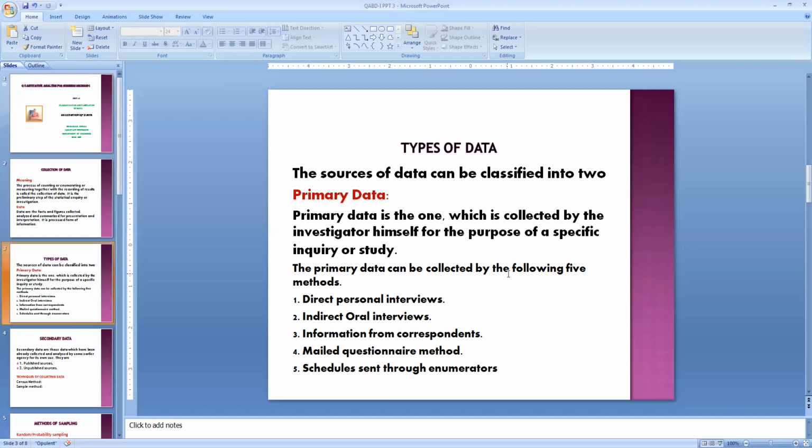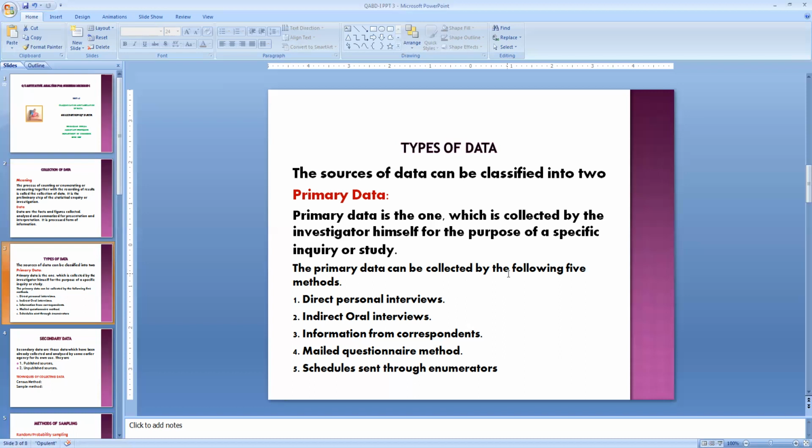And the next one is called the mailed questionnaire method. Under this method, a list of questions is prepared and sent to all the informants by post. The list of questions is technically called a questionnaire. A covering letter accompanies the questionnaire, which explains the purpose of the investigation and the importance of correct information.